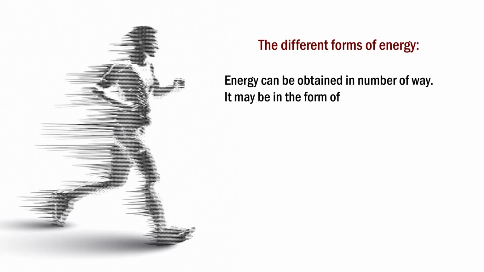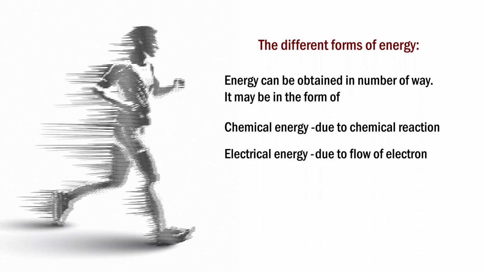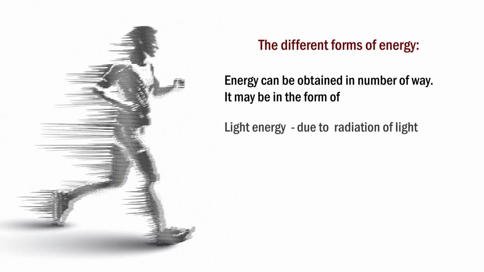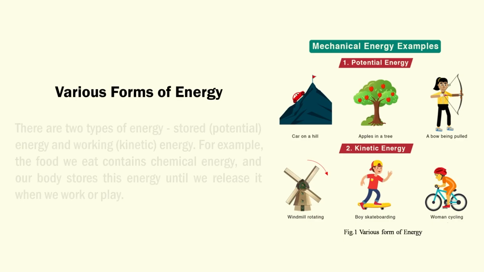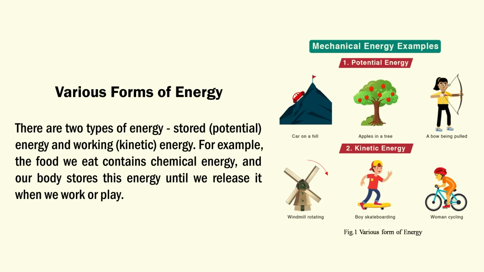It may be in the form of chemical energy, electrical energy, heat, light energy, mechanical energy, nuclear energy. The SI unit of energy is joule, or Newton meter. Various forms of energy: there are two types of energy, stored, that is potential energy, and kinetic energy.